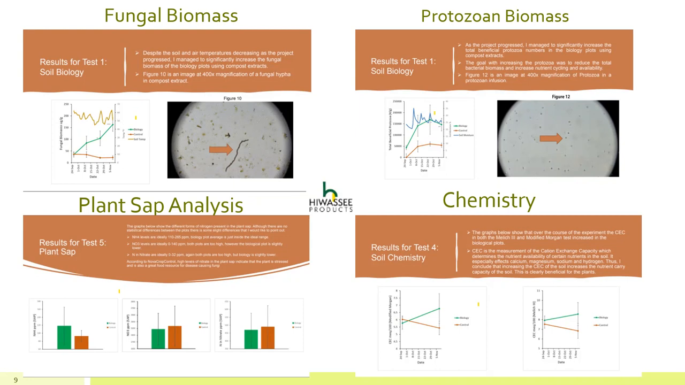They were able to see gains in fungal biomass. They were able to see gains in protozoan biomass, which are our predators. They were able to test the plant sap and look at what the nutrition needs were. There were gains on that. There were also lower nitrates, which could be detrimental to plants. And they also found that the cation exchange capacity also increased.